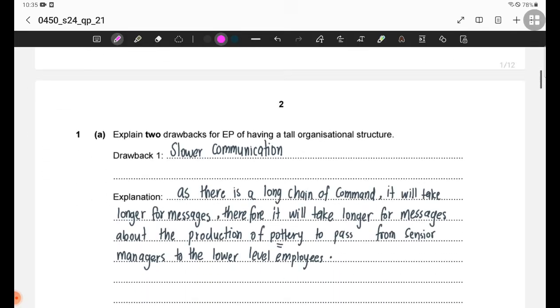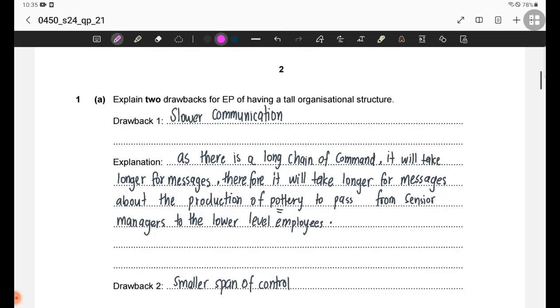Let's look at the first question, part A. You are to explain 2 drawbacks or disadvantages for EP of having a tall organizational structure. Now, for you to answer this question, you need to be familiar with what an organizational structure is. It's basically how the business employees are arranged in order of, let's say, hierarchy. It also shows their jobs and who is assigned to do what and who is assigned under what manager and stuff like that.